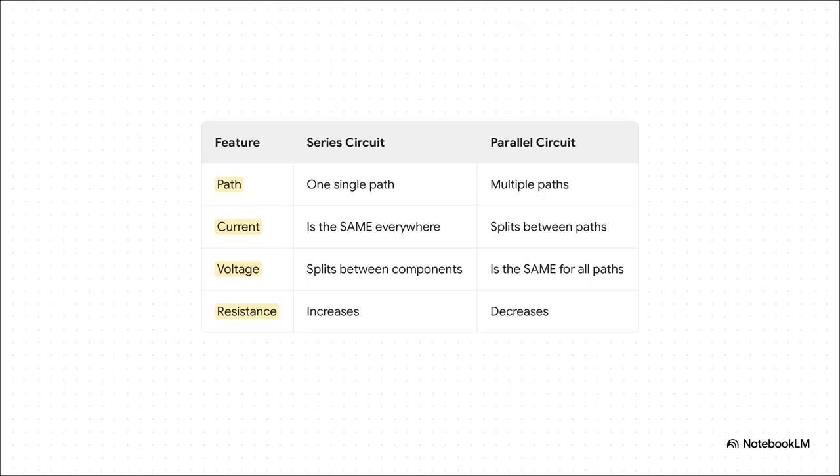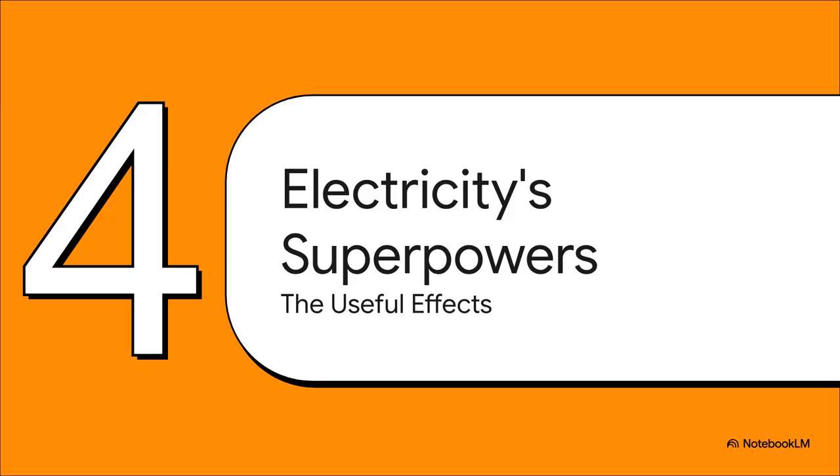Why? Well, think of it like opening more checkout lanes at a supermarket. You're giving the current more paths to flow through, so the overall bottleneck, the total opposition, actually goes down. Okay, enough theory for a second. Let's get to the really cool stuff.